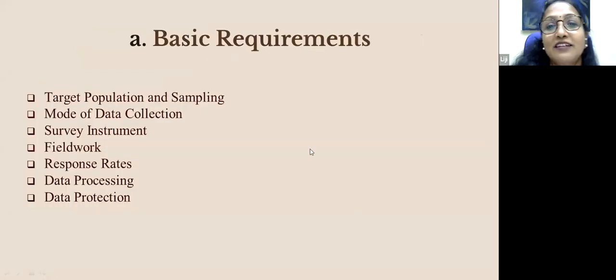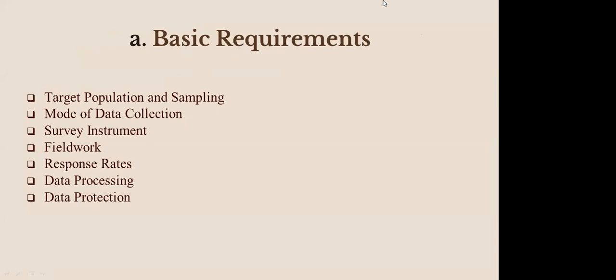Now moving on to the other basic requirements, let me tell you what the other basic requirements are when we do the social survey. Here the target population and sampling is very, very important. The population that the survey is intended to represent should be very clearly defined in this section. This includes the exact eligibility criteria. Eligibility doesn't mean that you should be eligible to do a survey. It's related to your age, which age group you are going to survey.